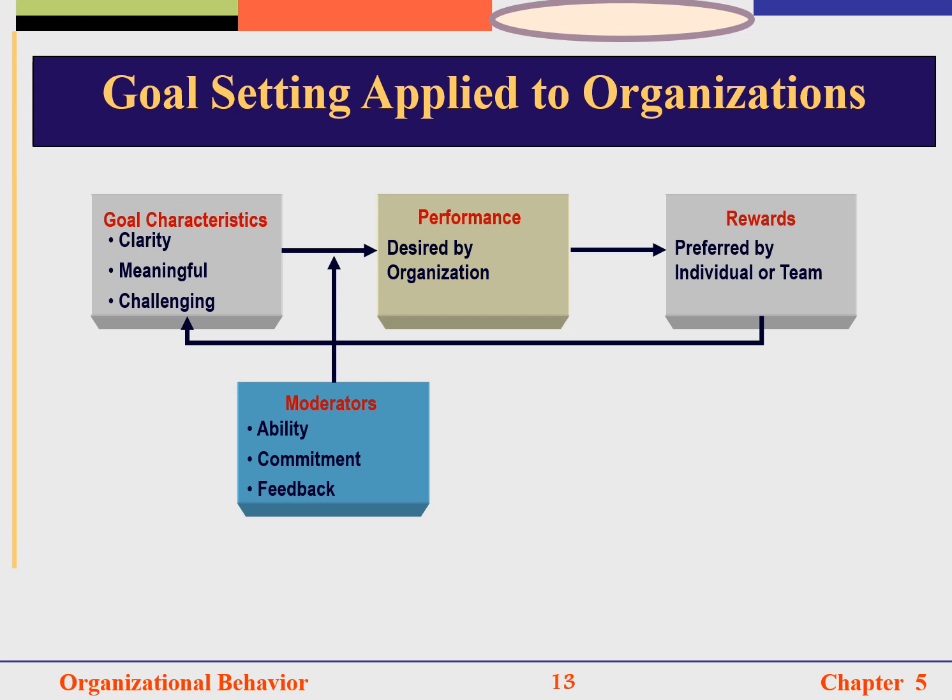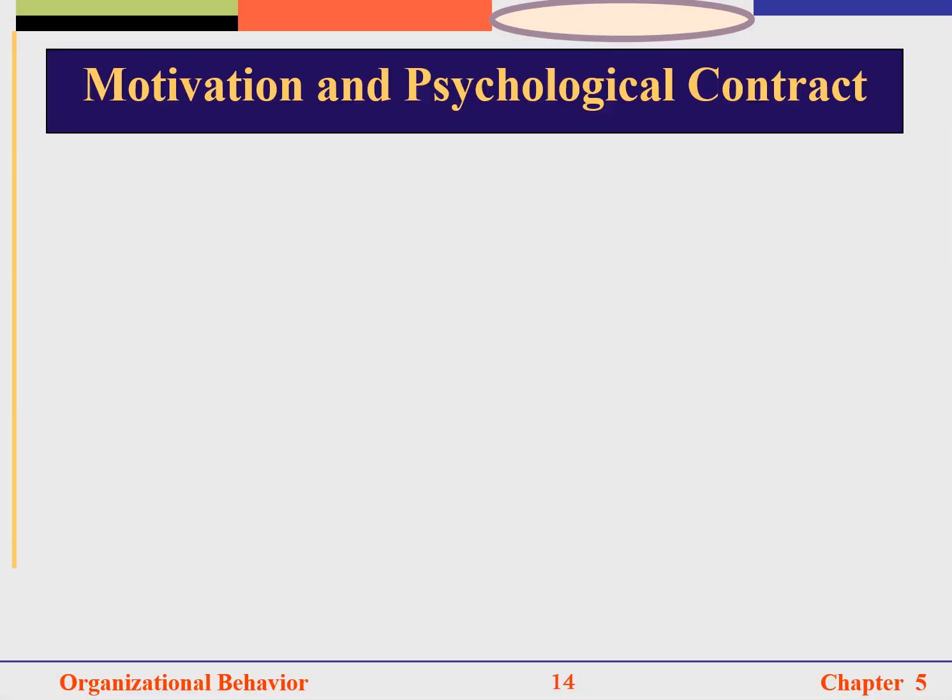So here, if we keep providing people with feedback, then next time their performance will be better. These are the dimensions of the goal setting theory of motivation. Now, motivation and the psychological contracts. We talked about the psychological contracts before, but does it have any relationship with motivation? Yes, it does.